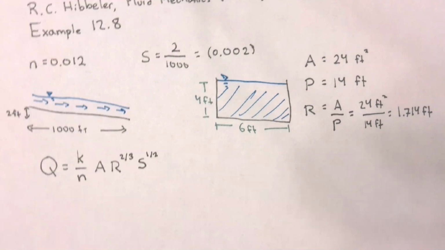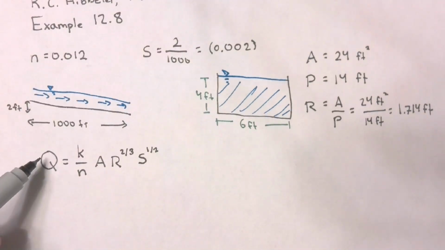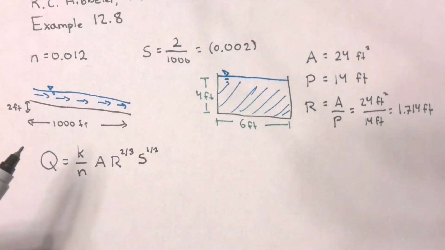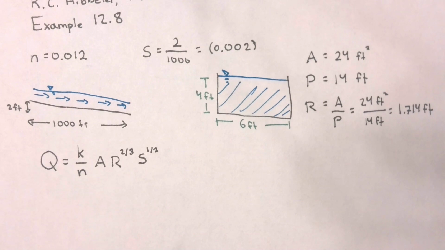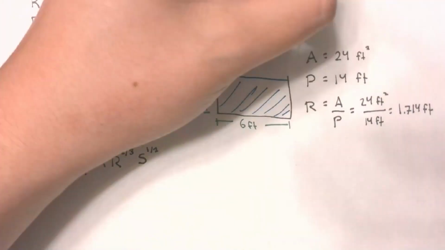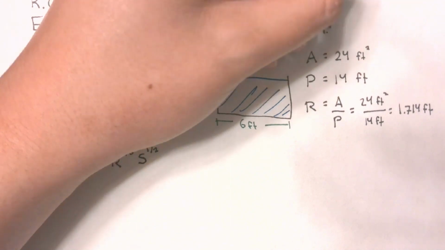Good. All right, plug and chug. Do we know flow rate? No. Do we know K? Yes. I think we do know K. K is a conversion factor, right? So what is K for this problem? 1.486. Exactly. This is an English or US units problem, so K is just 1.486.